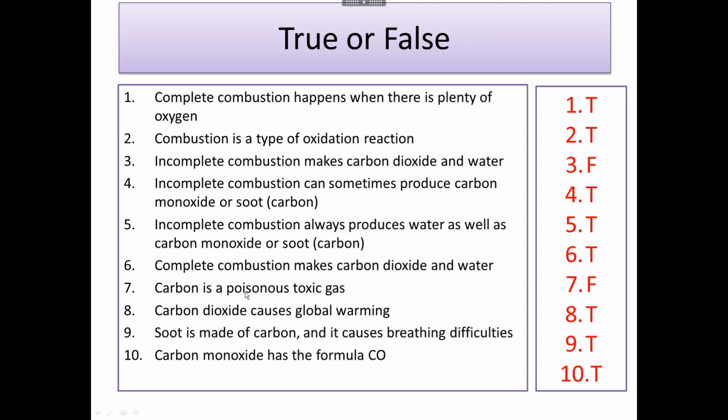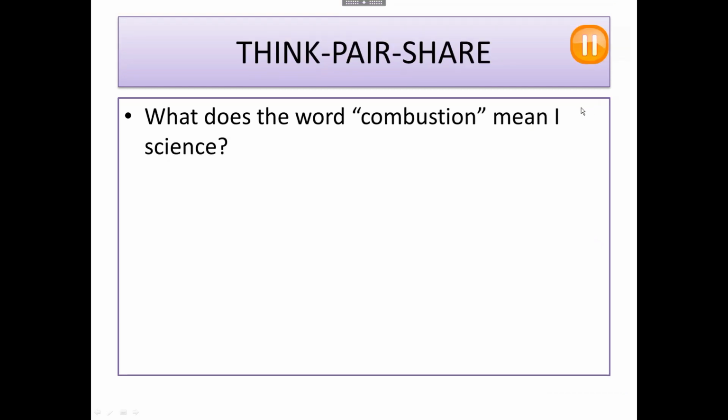7. Carbon is a poisonous toxic gas. No, that's carbon monoxide. So 7 is false. 8 is true. 9 is true. And 10 is true. Okay, hope you got on okay with that. There's a lot of detail to this complete and incomplete combustion business. Right. A little bit of practice before we do the writing task.